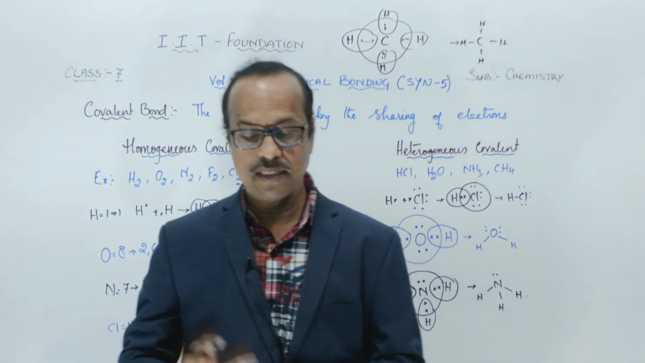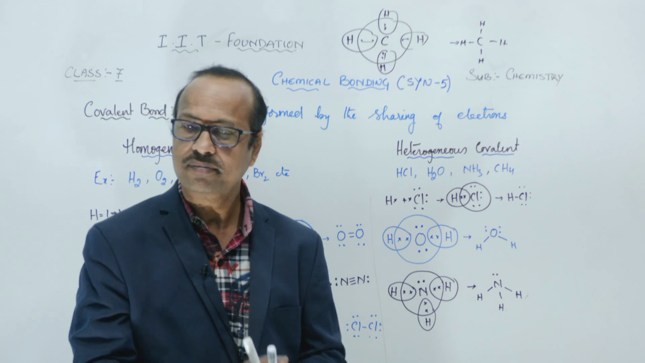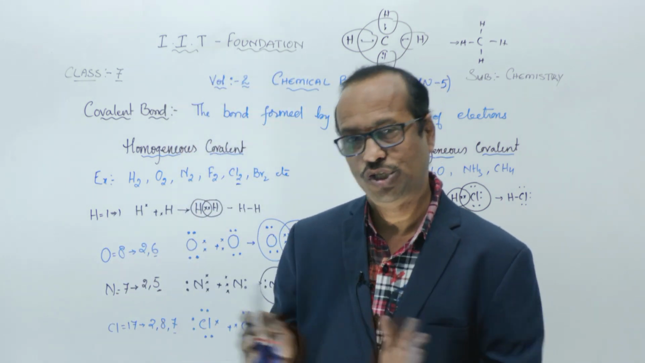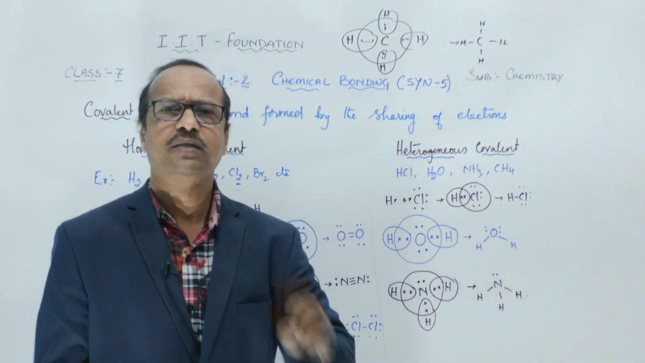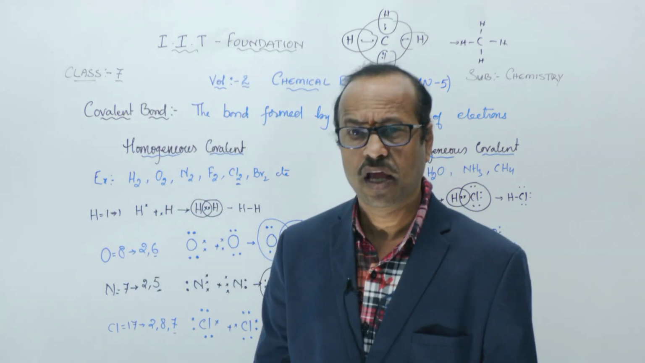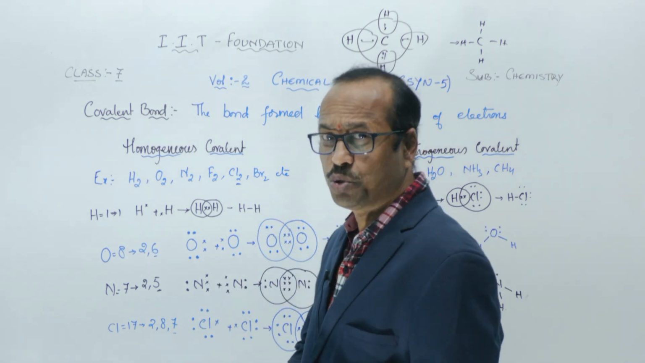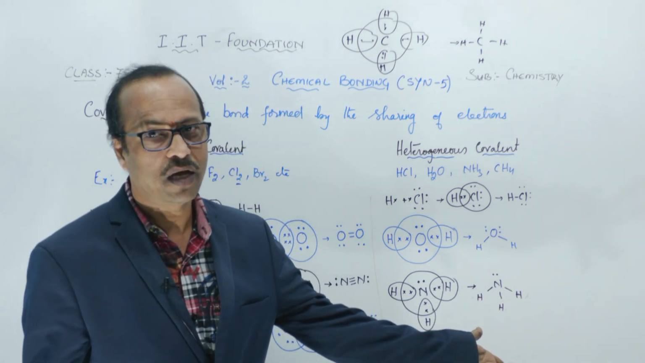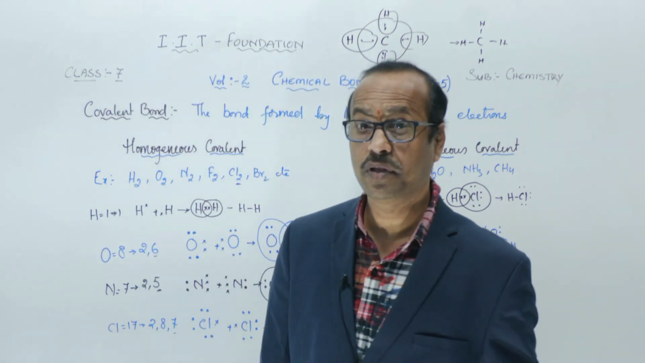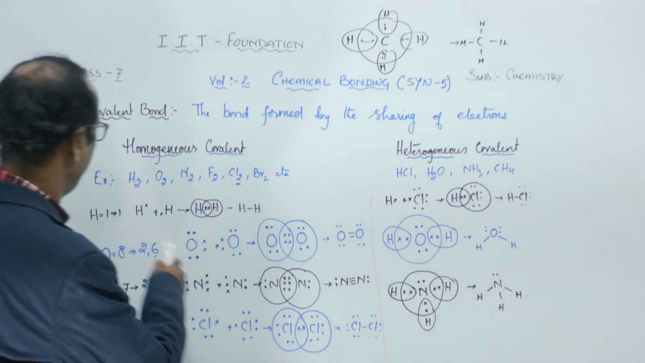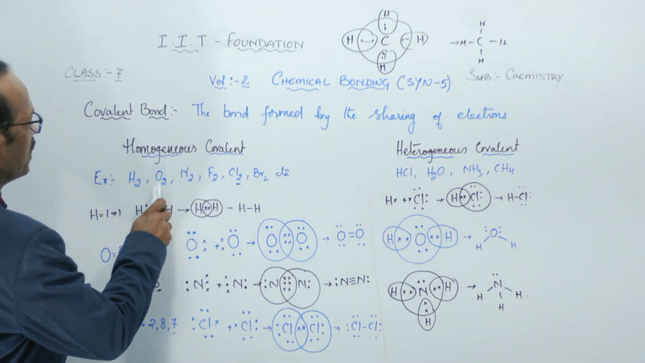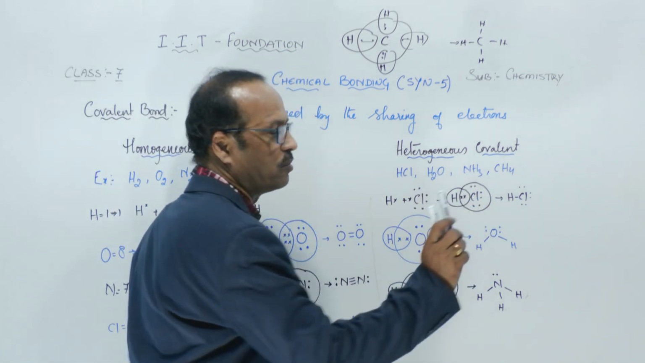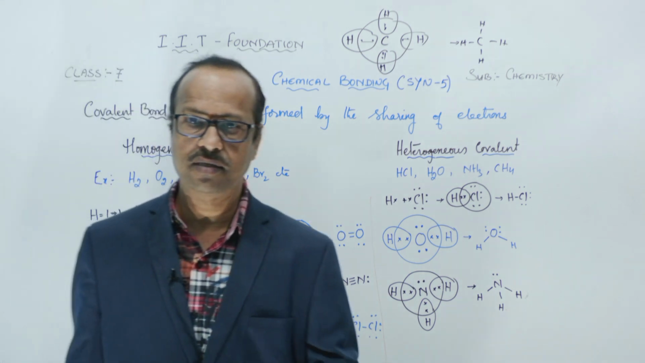So this is about the covalent bond. Clear? Any doubt? No? Sure. So simply, covalent bond is nothing but a bond formed by the sharing of electrons. If the bond is formed by the sharing of electrons between 2 similar atoms, then that's called homogeneous. If between 2 different atoms, that's called heterogeneous. Generally covalent bond is formed between 2 non-metals. Hydrogen is a non-metal; oxygen, nitrogen, fluorine, chlorine, all are non-metals. So the bond is formed between 2 non-metals.